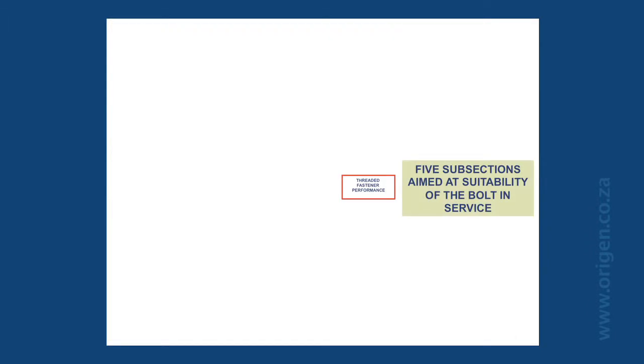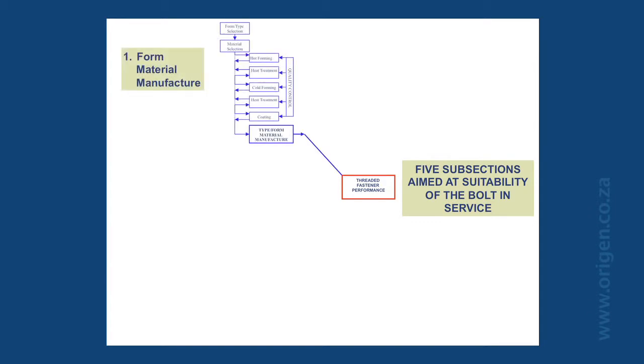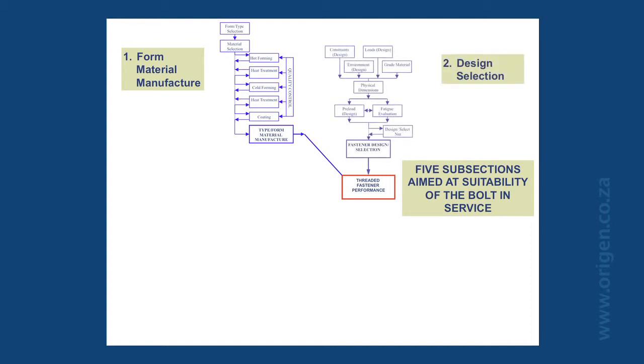The full course is made up of 5 main subsections that are aimed at ensuring the suitability of the bolt in service. The first subsection is about form and material. In this subsection, we will touch on various material aspects, how fasteners are manufactured, thread forms, and property standards. The next subsection is of fundamental importance, is design and selection. In this subsection, we will look at the elements that define selection. We will delve into preload and bolt and member stiffness in detail and talk about fatigue.